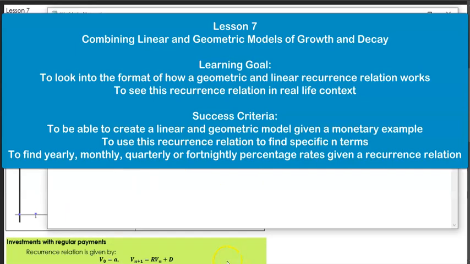This is lesson 7, combining linear and geometric models of growth and decay. The learning goal is to look into the format of how a geometric and linear recurrence relation works, and to see this recurrence relation in real-life context. The success criteria is to be able to create a linear and geometric model given a monetary example, to use this recurrence relation to find specific end terms, and to find yearly, monthly, quarterly, or fortnightly percentage rates given a recurrence relation.